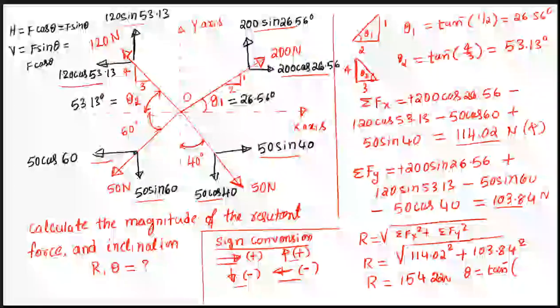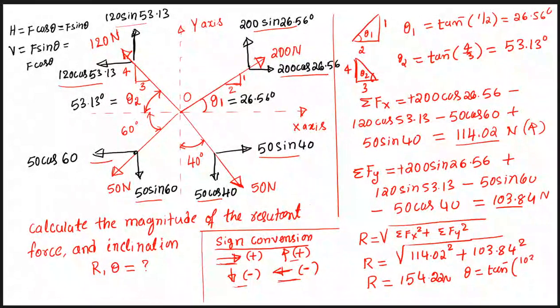Now the value of theta is equal to tan inverse of sigma Fy by sigma Fx. Sigma Fy is 103.84 divided by sigma Fx, which is 114.02. That means theta is equal to 42.32 degrees with respect to the horizontal direction. So that is how we can solve the problem.